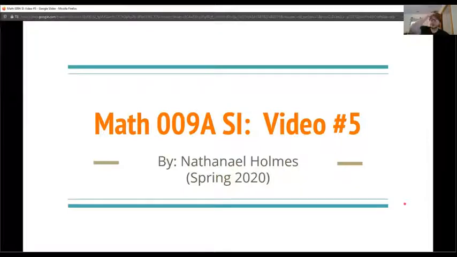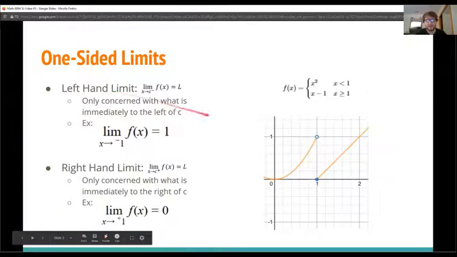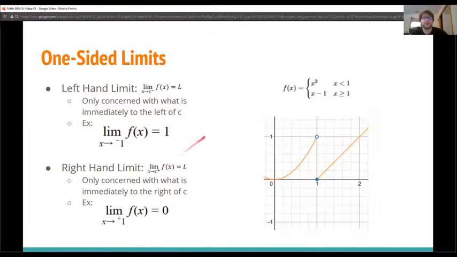Today we're going to be going over continuity and one-sided limits. So a one-sided limit, we can think of this as just our left-hand limit and our right-hand limit. When we're looking at our left-hand limit, we're going to denote it like this. And we're only concerned about what's directly to the left of our point c.